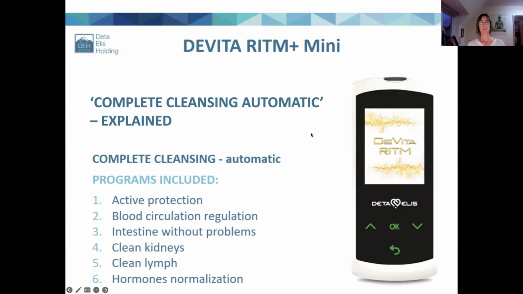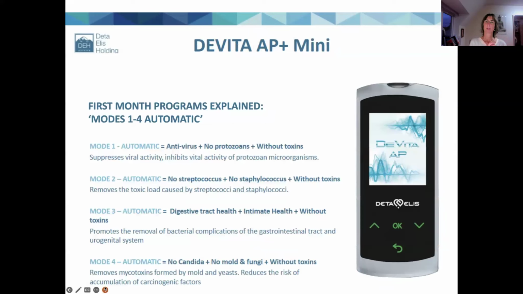The Complete Cleansing program includes programs like active protection again, blood circulation, cleaning the kidneys, cleaning the lymph, and getting the hormones working well. So lots of support to help the body to do its own cleansing, its own detoxifying processes. Whereas on the AP device, just mention this briefly, the AP device is the device that's designed to do the eliminating, the destroying of pathogens, the breaking down of toxins, the flushing out of the toxins. So it's a device that works in quite a different way.